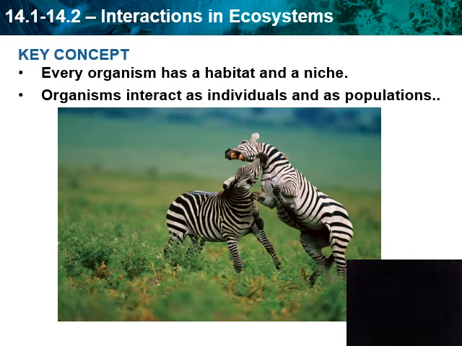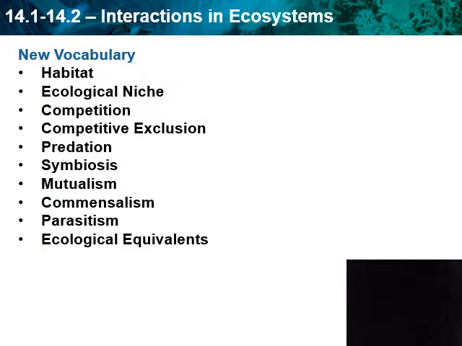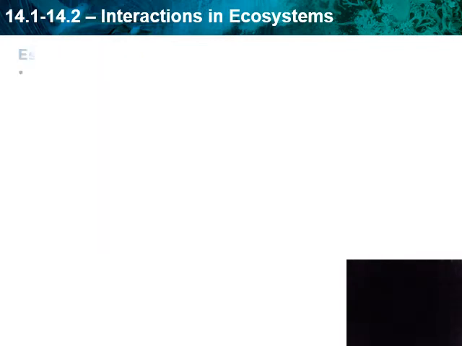All right, guys, so here we are in our next presentation. We are looking at 14.1 and 14.2, which is called Interactions in Ecosystems. Our key concepts: every organism has a habitat and a niche, and organisms interact as individuals and also as populations. Our new vocabulary is habitat, ecological niche, competition, competitive exclusion, predation, symbiosis, mutualism, commensalism, parasitism, and ecological equivalence.